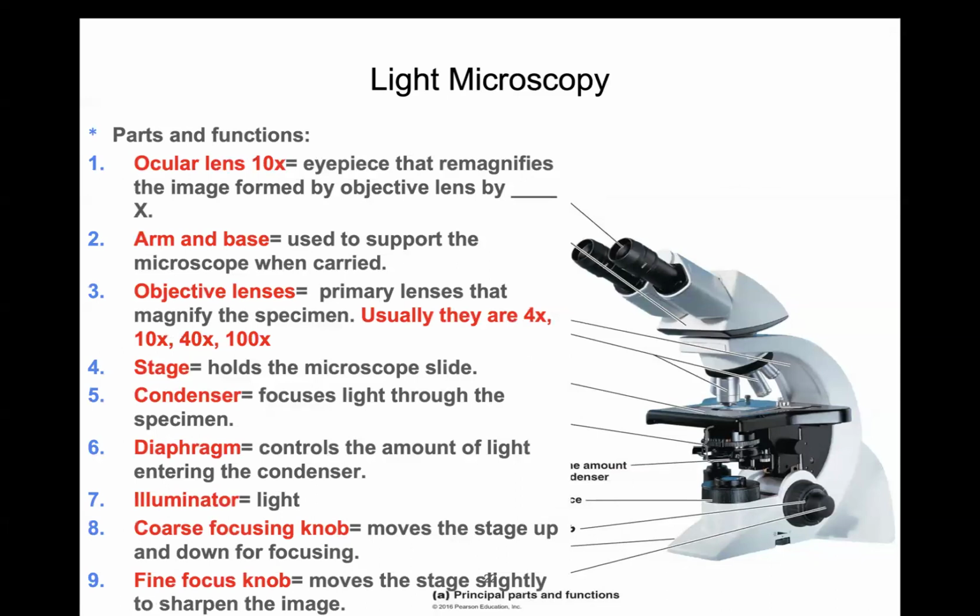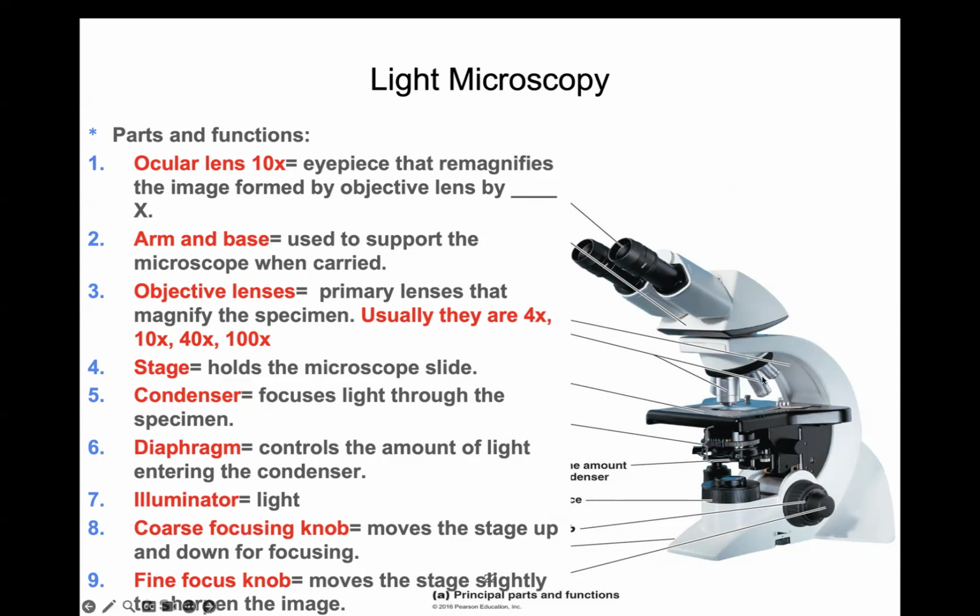So let's take a closer look at the light microscope. The ocular lens, which is also called the eyepiece, is right here, and it has a natural default magnification of 10x, meaning that just by looking through it, you're going to see something 10 times bigger. It's called the ocular lens. The arm and the base provide structural support so that we can carry a microscope.